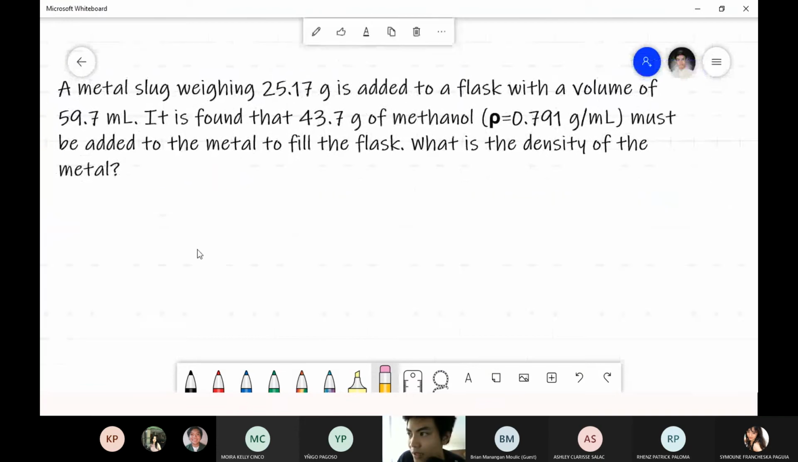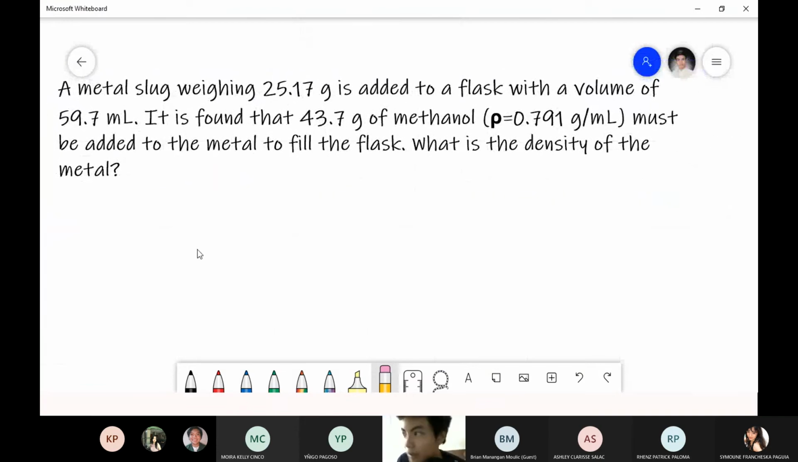A metal slug weighing 25.17 grams is added to a flask with a volume of 59.7 ml. Okay. And then it is found out that 43.7 grams of methanol must be added to the metal to fill the flask. What is the density of the metal?